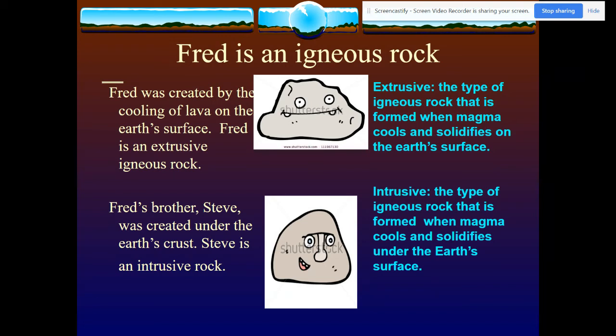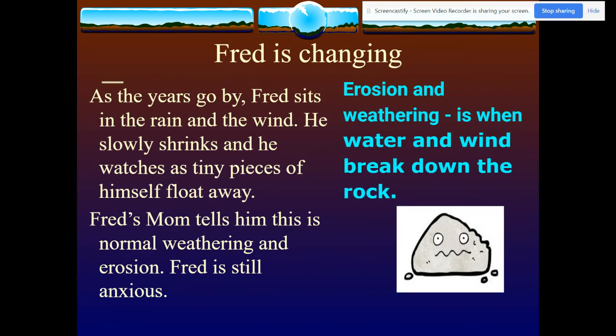Extrude, it's out, like exit means out. Extrusive, it's the type of igneous rock that's formed when magma cools and solidifies on the Earth's surface. And the intrusive, it's the type of igneous rock that is formed when magma cools and solidifies under the Earth's surface. So we're going to specifically follow Fred up here on the top, instead of Fred's brother Steve. We're going to ignore those little Shutterstock things over their faces.